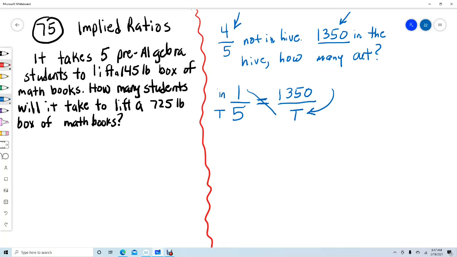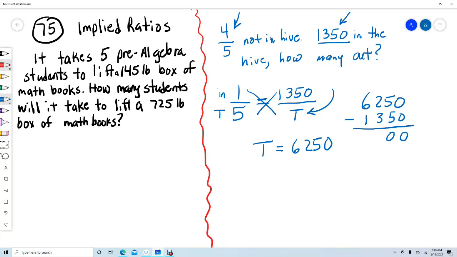So let's do our cross multiplication. 1 times t is t. 1,350 times 5, I worked that out, that's 6,250. So this tells us that there's a total of 6,250 bees. The total minus the number that are in the hive gives us the number that are out of the hive. 12 minus 3 is 9, 5 minus 1 is 4. 4,900 bees are out of the hive.